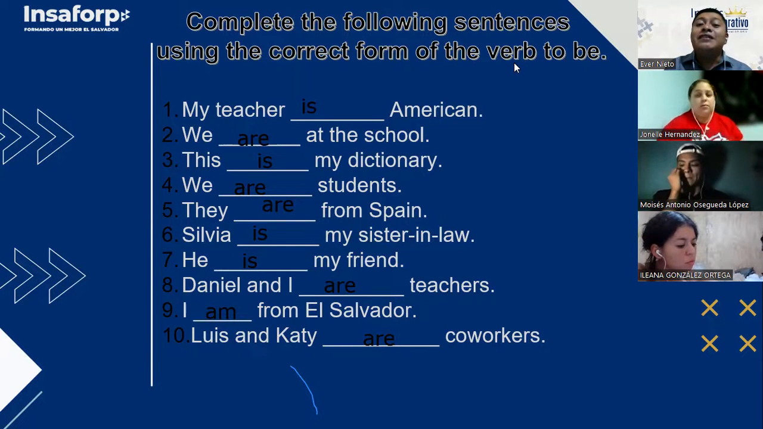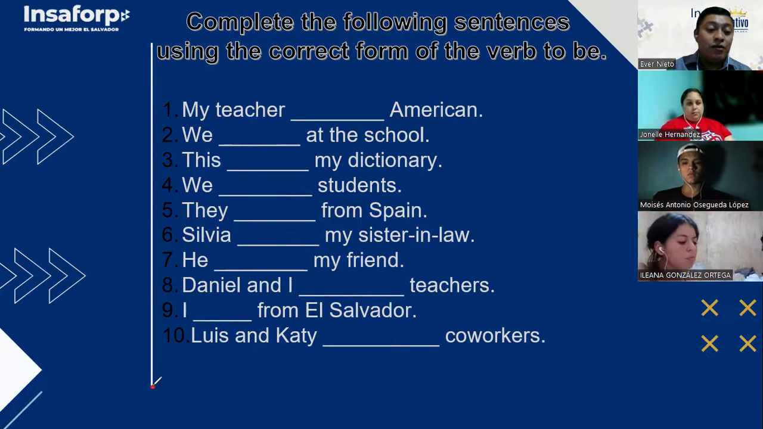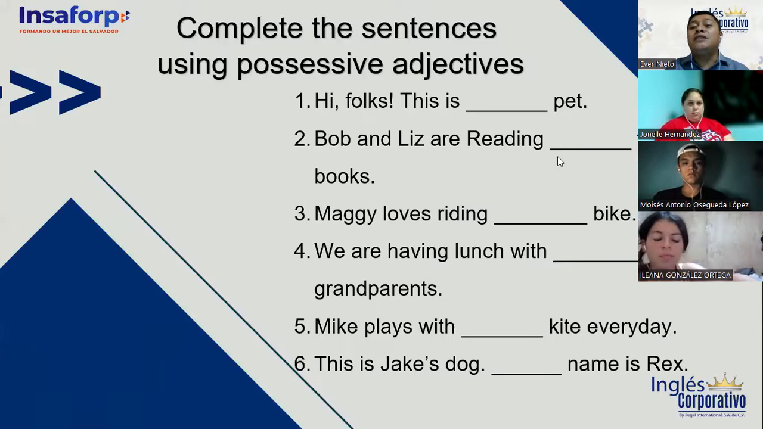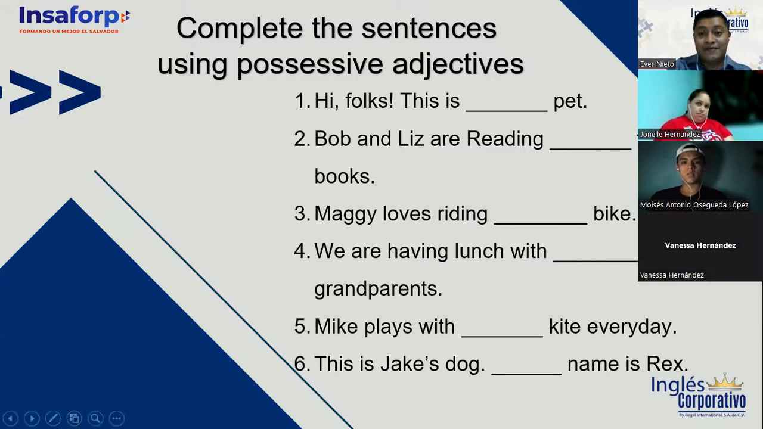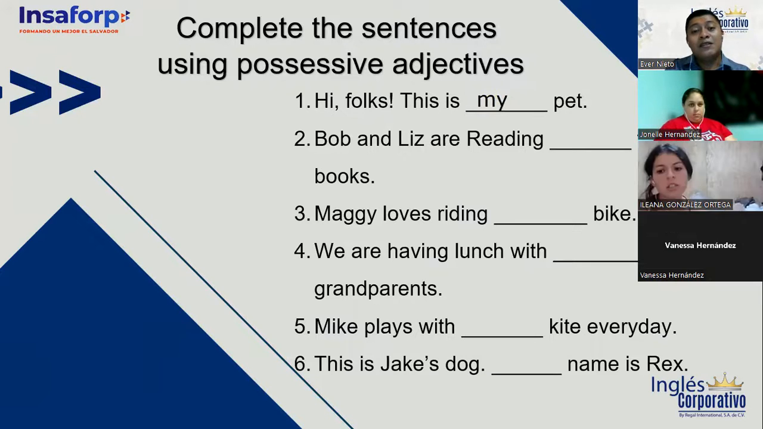Let's continue. In the next exercise, you are going to complete the sentence using the right possessive adjective. So let's go with this. I'm going to write the answer here and let's continue. Can you please complete these sentences using the right possessive adjective for each sentence? Number one, it says, hi, folks. This is my pet. Okay, great. What is the meaning of that word, folks? Friends. Yeah, you're right. Folks means friends too.